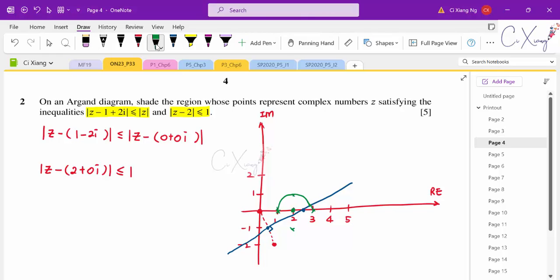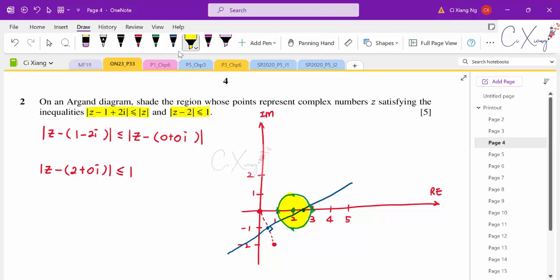Okay, so for me, I just try my best to plot it. Assume that I'm having a nice circle here. The green color one is actually the second inequality where |z - 2 + 0i| = 1. So now we have to shade the region. If I want to shade the region, when you're having a circle but it is smaller than or equal to 1, that means all the points inside the circle will be included in your consideration.